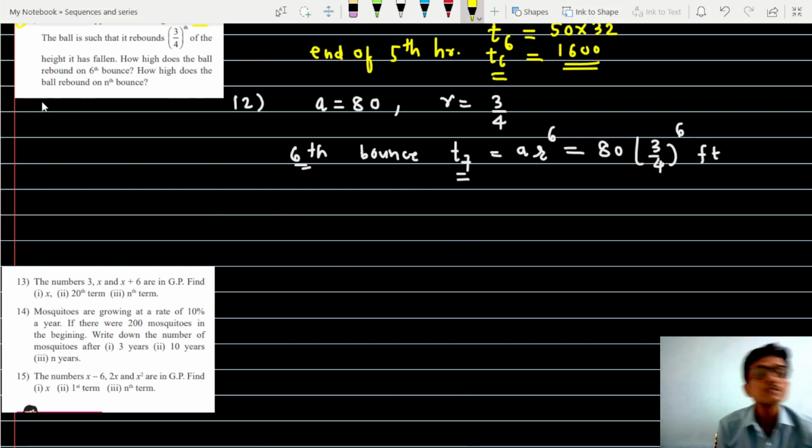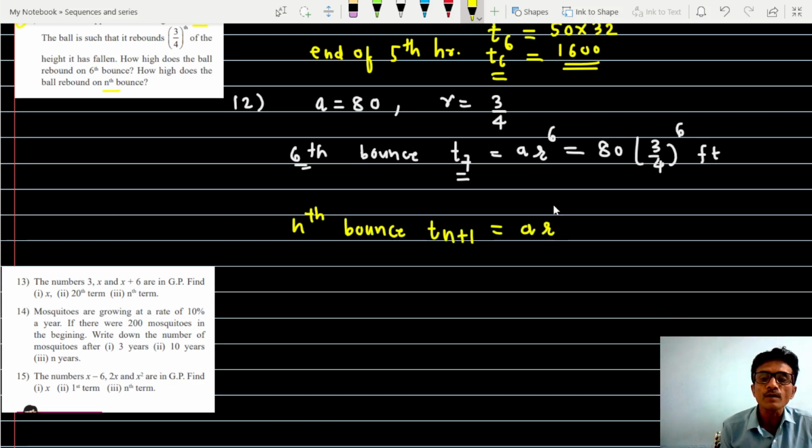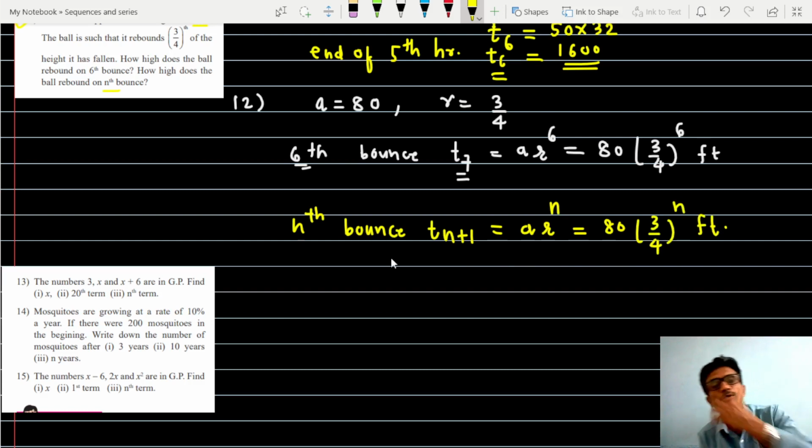Then next question is what? How high does the ball rebound on nth bounce? See here, nth bounce. Nth bounce means we want Tn plus 1, which is AR raised to power n. A is 80 and R is equal to how much? 3 by 4 raised to power n feet. So this much height after nth bounce, and this much height after sixth bounce.